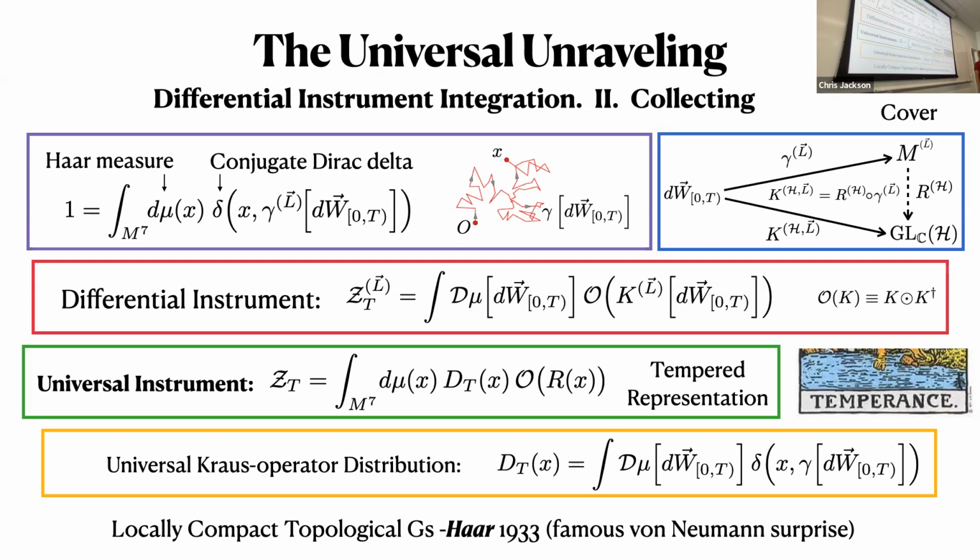So Haar published on the Haar measure back in 1933. Apparently, when he published this paper, it surprised von Neumann. This famous von Neumann surprise I thought was worth mentioning here because it shows that von Neumann wasn't thinking about things quite like I'm thinking about them, right? So much had to happen over the next few decades to even have the possibility of this perspective. So things kind of missed each other.